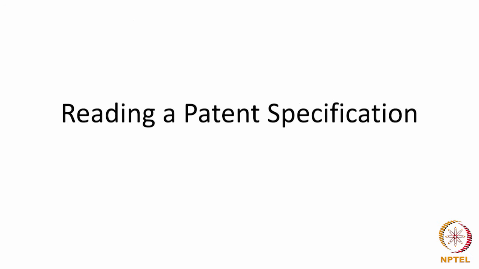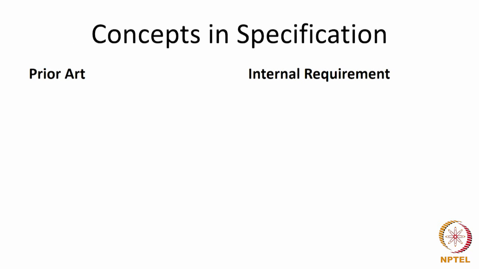So, let us look at how to read a patent specification, and let us also see what is the function that the patent specification performs. Now, before we look at the patent specification, we have to see that there are certain concepts in a specification. Though the specification is a document, we need to understand certain concepts in patent law which come in repeatedly in the patent specification, and unless we have a good grounding on these concepts, it may be very hard for us to understand what function is being done by the specification.